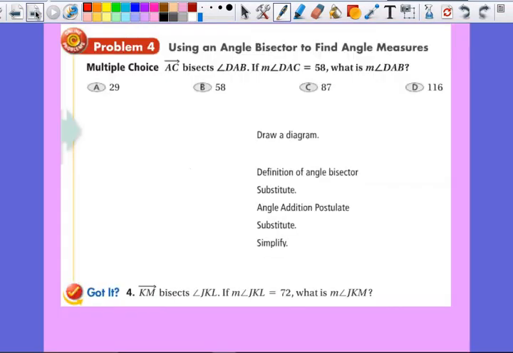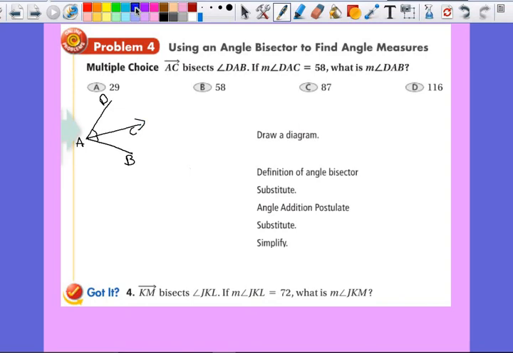So let's use that to solve here. It says ray AC bisects angle DAB. If the measure of DAC equals 58, what's the measure of DAB? So the first thing we always want to do is draw a diagram. The first thing you need to draw is angle DAB. Once you draw DAB, we can draw a ray down the center that bisects it, and that's AC.